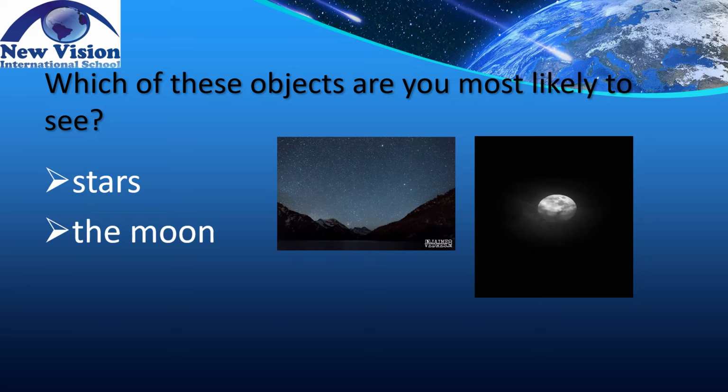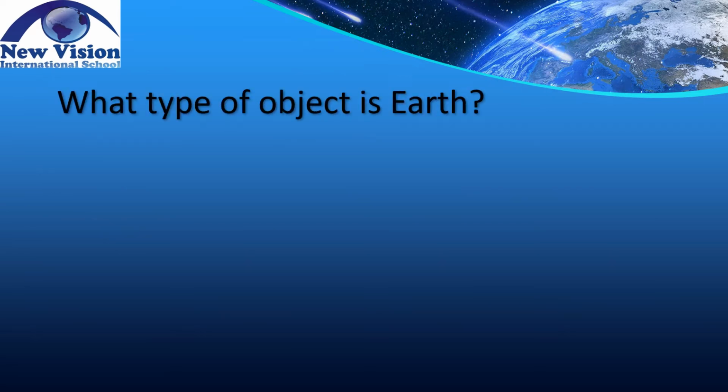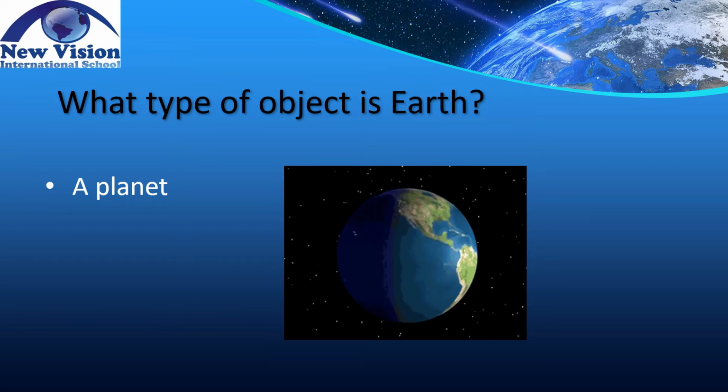Okay, next question. What type of object is Earth? I'll give you 5 seconds to answer this question. Okay, time's up. The correct answer is Earth is a planet. Okay, very good for those who answered planet.